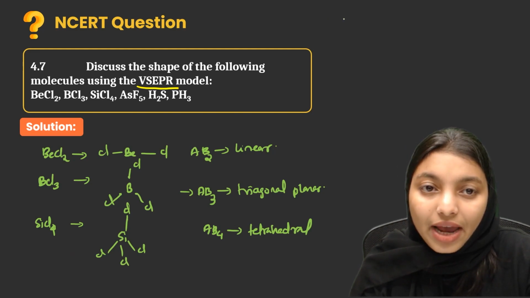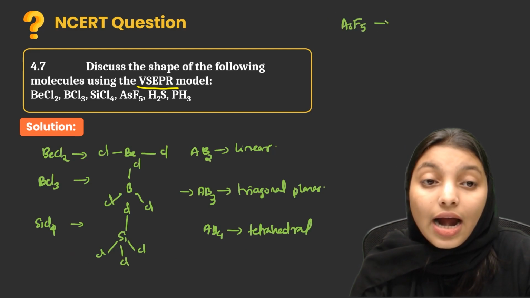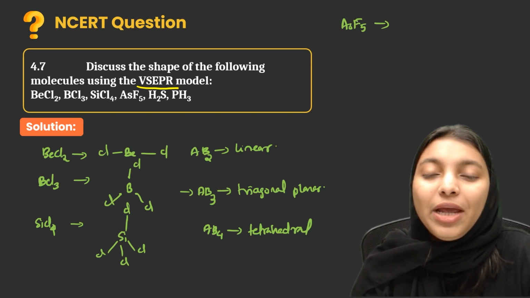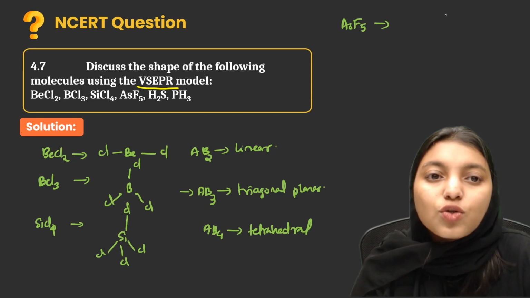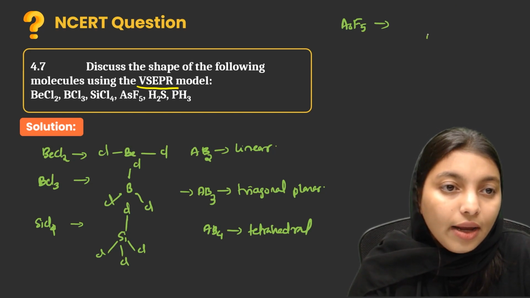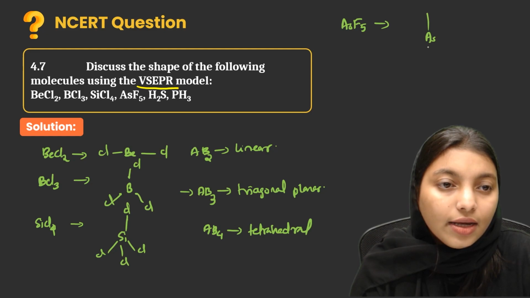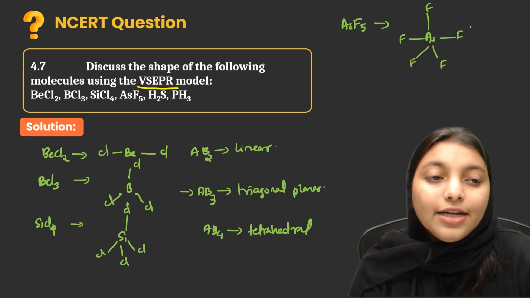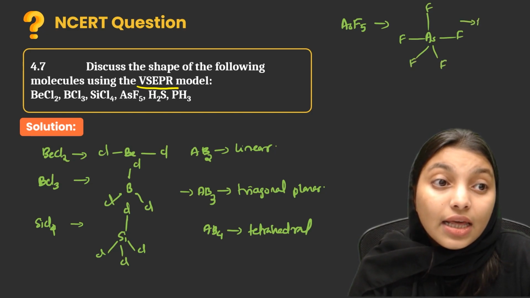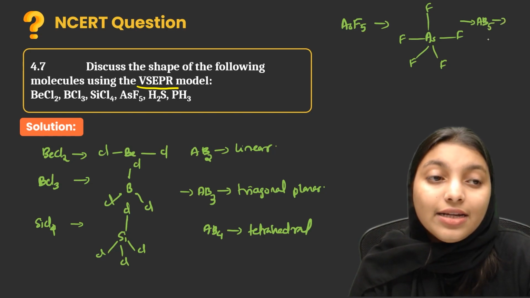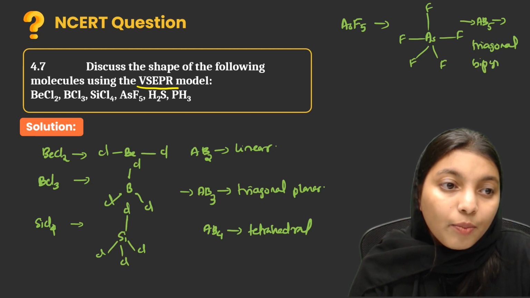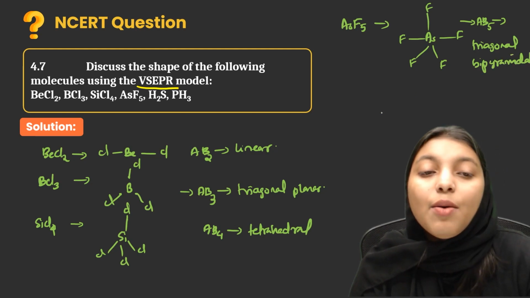Then again we have AsF5, where arsenic has 5 electrons in its outermost shell and those 5 electrons are making bond with fluorine here. So it will be of type what? I can write it like this: one fluorine here, here, here, here, here, and it is of type AB5, and its geometry we can say is trigonal bipyramidal. What is that? Trigonal bipyramidal.